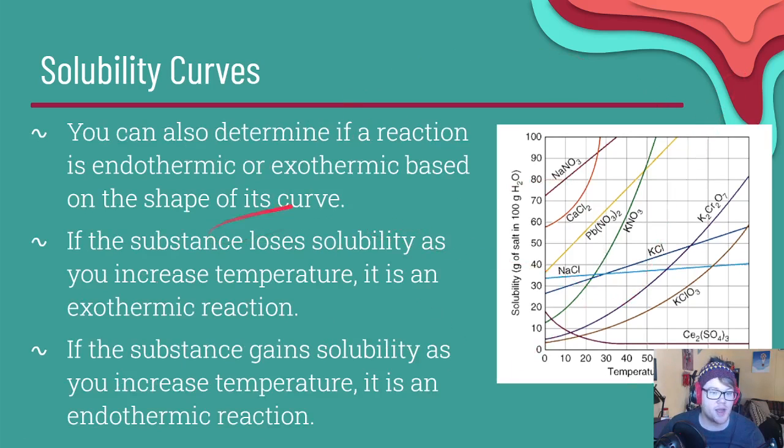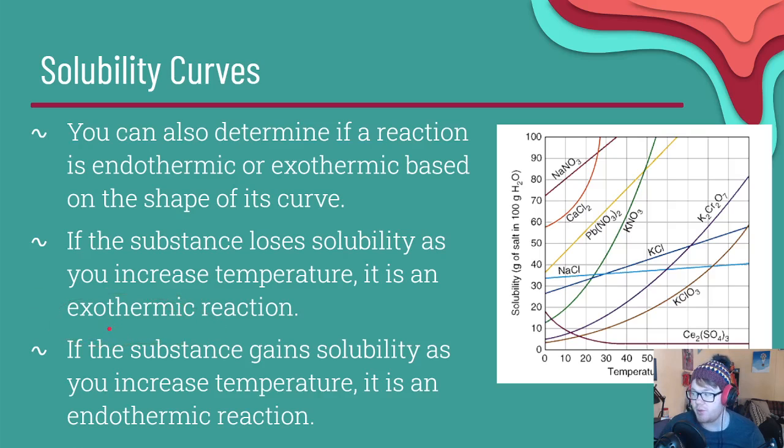Awesome. Now, there's one other thing you can determine here, and it's because, like I pointed out here, this one swoops down while most of the rest of them swoop up. You can actually determine if a reaction is endothermic or exothermic based on the shape of the curve. If the substance loses solubility, as in it lowers as you increase the temperature, that is an exothermic reaction.